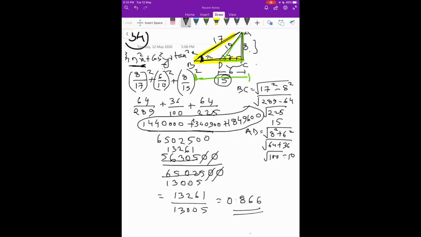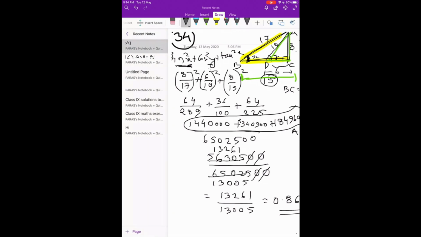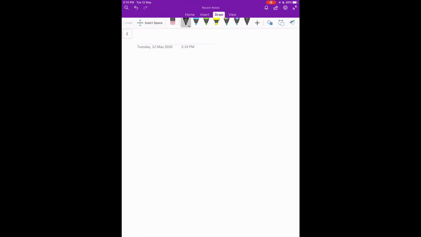This is your question number 34. Now I am solving question number 35. For your question number 35, you have a triangle something like this, and here it is marked alpha, this is marked as 15, this is marked as 20, this is marked as 9, and this is marked as 16.